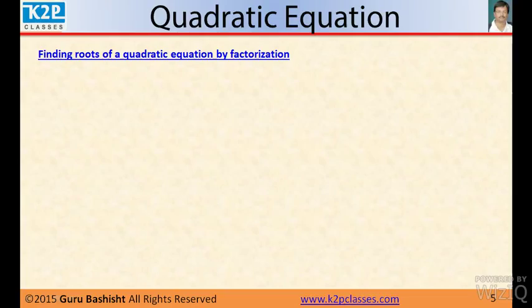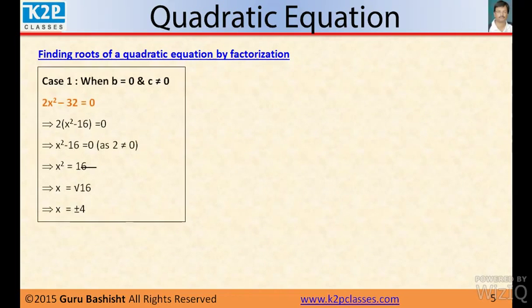Now, we are finding roots of a quadratic equation by factorization. Case 1, when b is 0 and c is not 0. That means there will be no term containing x. This is a very easy situation.